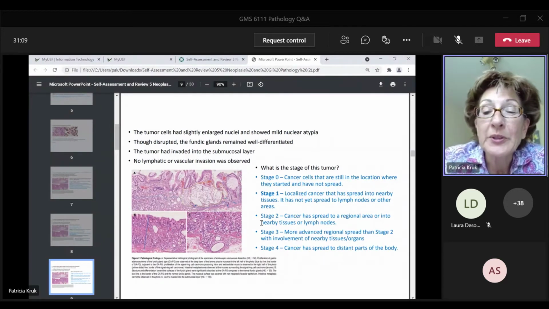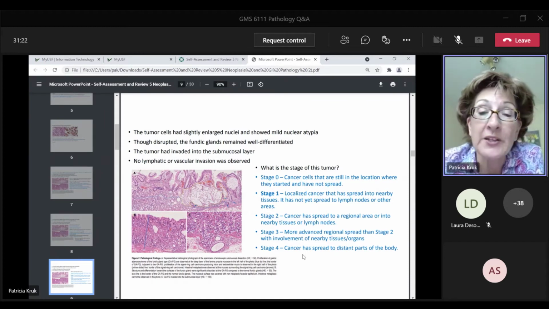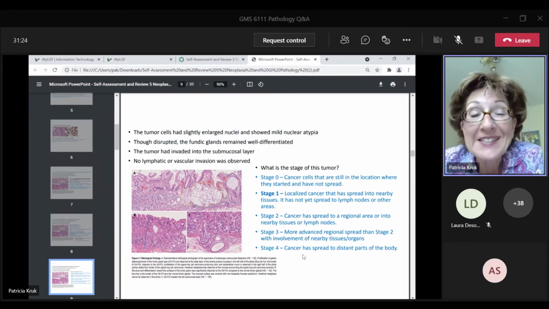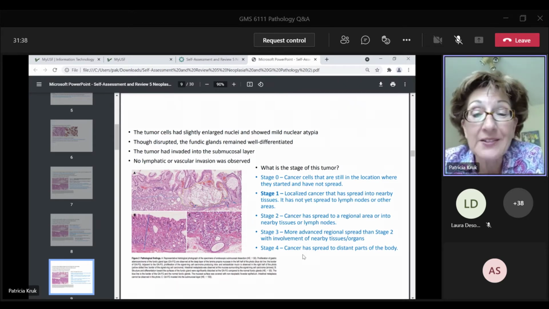Stage 2, they may go into nearby tissues, such as lymph nodes. Stage 3 is more regional, so it might go into nearby organs. And stage 4 is where we consider metastatic spread to distant parts of the body. Now, it's also important to remember that stage and grade don't always go together. You can get a high-grade, low-stage cancer, and similarly, you can get a low-grade, high-stage cancer, or you can get low-stage, low-grade, high-stage, high-grade, right? It's always a bit of a mix-up. So it doesn't always go together.